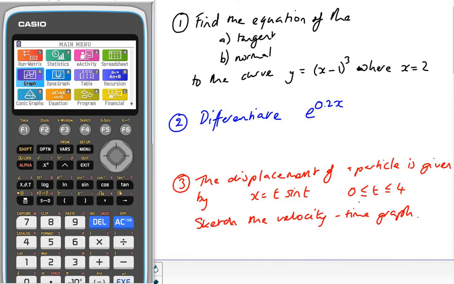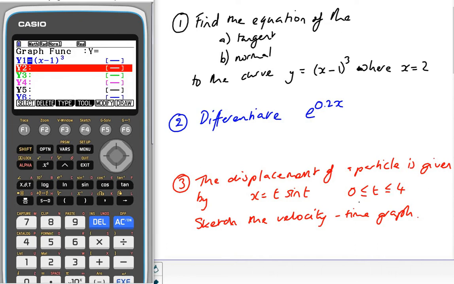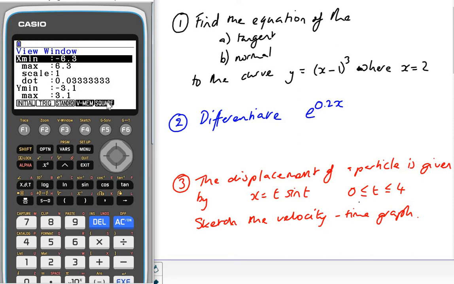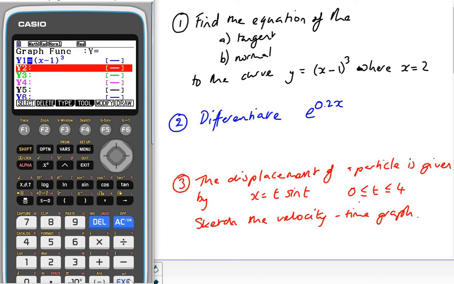Okay, so I'm going to go to the graph menu and I'm typing in the curve. So y is (x minus 1) cubed. I'm going to draw that. I'm going to make sure, by using view window, that I have a nice square grid, so that if I've got a tangent and a normal, I can see they're perpendicular to each other.